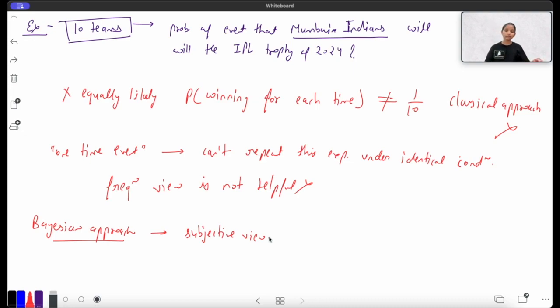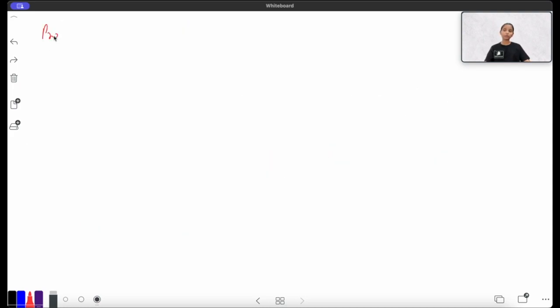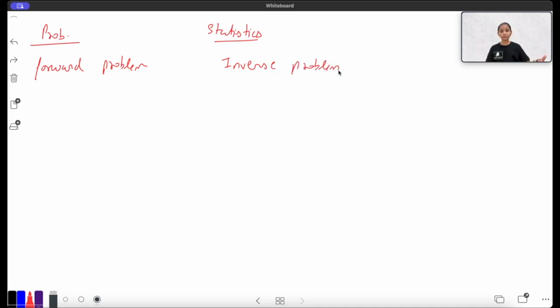Okay, so in probability and in statistics there is a main difference in what we do. When we do probability, you can say it is a forward problem, while statistics is an inverse problem. Why am I saying this? You can understand this by an example. In probability, whenever we calculate it, we assume we know how the data have been generated and we calculate the probability corresponding to it, right?